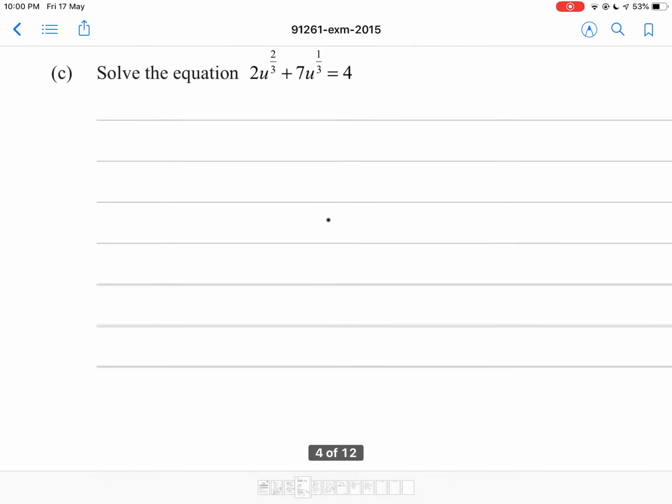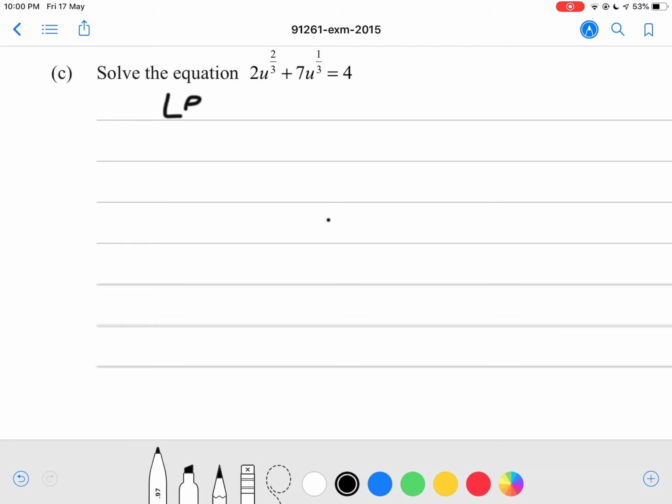Alright, solve the equation 2u to the power of 2 over 3 plus 7u to the power of 1 over 3 equals 4. So basically, I think this is similar to that log question in our exam for level 2 algebra. So basically, you're going to have to let u to the power of 1 over 3 be x. Okay, we're going to substitute that for x.